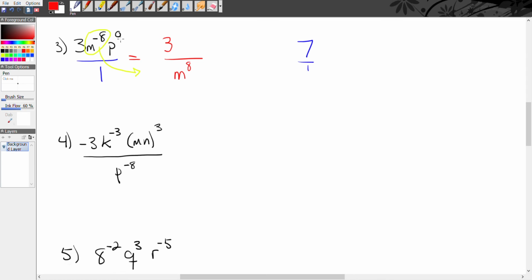Then over here, what is p to the 0 power? We're going to assume that p is not 0, okay? Because if p were 0, then all of this would be 0. And that wouldn't be any fun. So we're going to assume that p is not 0. So p is some other number. So any number that's not 0 to the 0 power equals 1. So this becomes 3 times 1. So we work this out. Well, obviously 3 times 1 is 3. So now our answer is 3 over m to the 8th power.